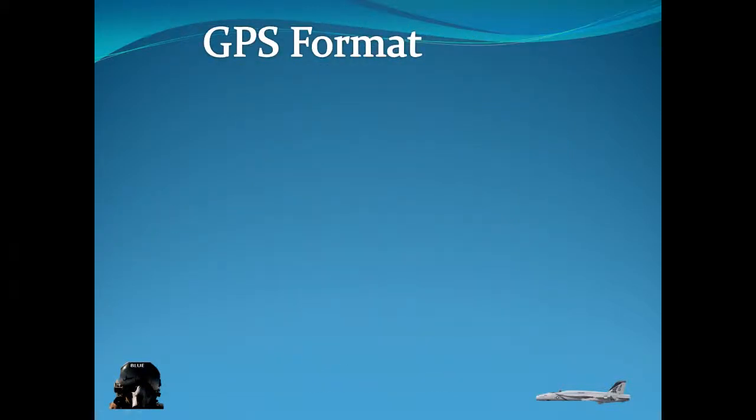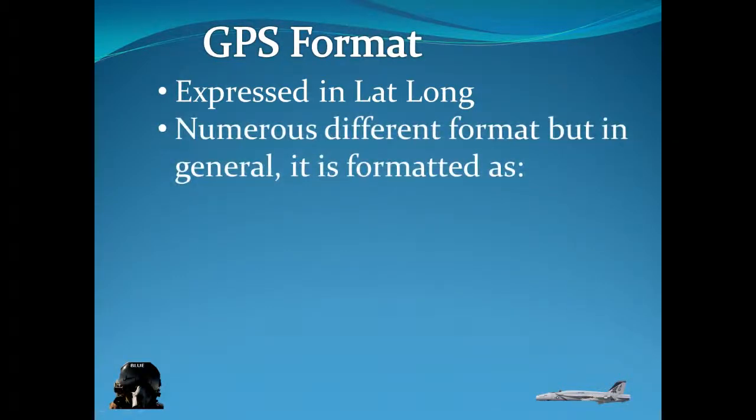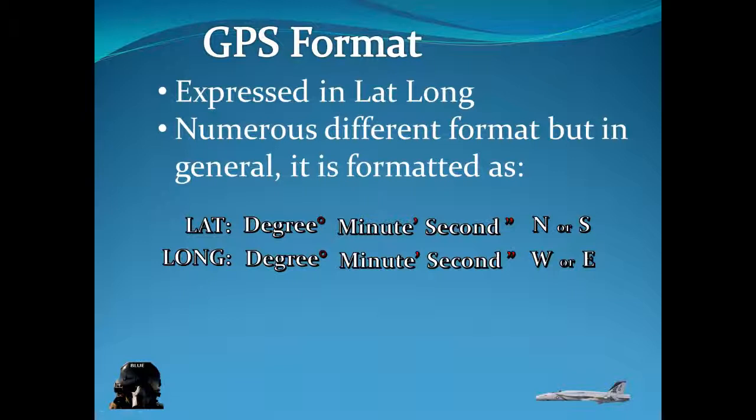Now, the GPS format: there are numerous formats. They're expressed in lat long, meaning latitude and longitude. There are different formats, and in general, they're formatted like this. You have the latitude, and it will be either north or south. You will get the degrees, the minutes, and the seconds. And after that, you have the longitude. It will be west or east, and you also have degrees, minutes, and seconds.